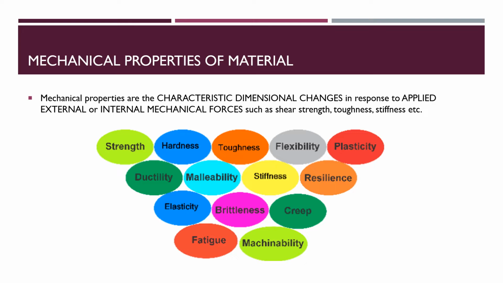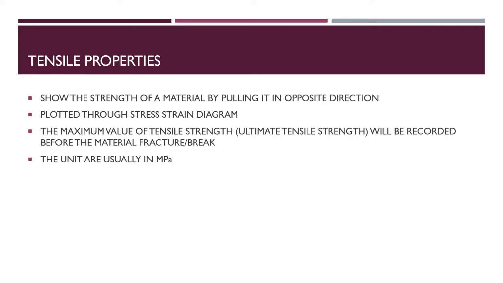Now, we will learn about the mechanical properties of the material. Mechanical properties are the characteristic of the dimensional changes in response to applied internal and external mechanical force, for example, shear strength, toughness, stiffness, and many more. As shown in the slide are some examples of mechanical properties of a material.